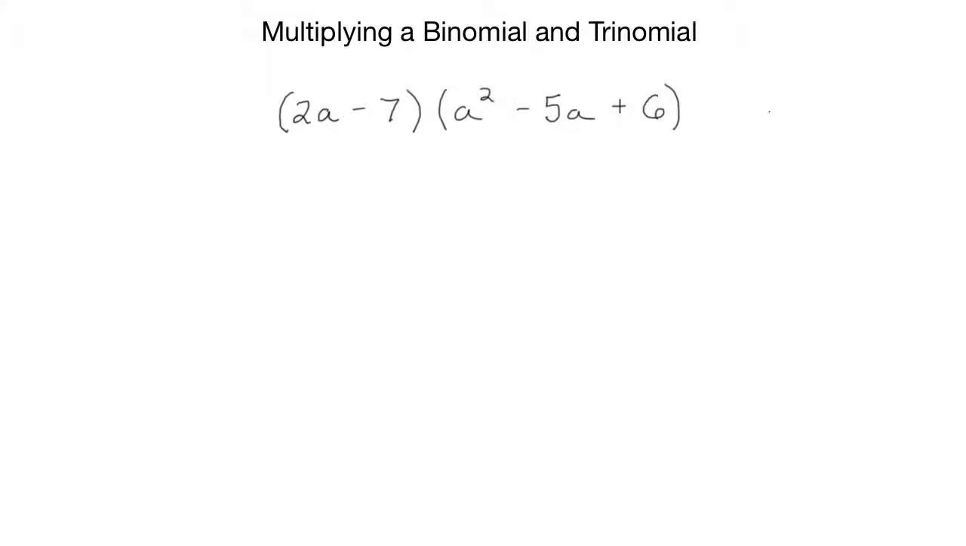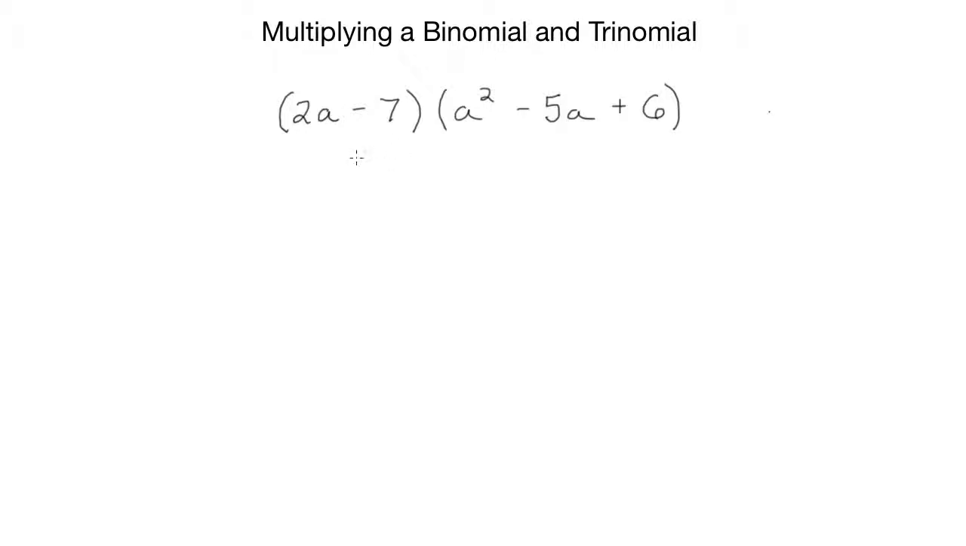Welcome to an algebra video tutorial learning about how to multiply a binomial and a trinomial together. Alright, so we've already kind of done some multiplying. Hopefully you're getting some good practice at multiplying binomials. You're going to see that when I multiply a binomial and a trinomial, it's a really similar process. So here's my binomial, 2a minus 7, two terms. And I'm going to multiply that by a squared minus 5a plus 6. Here are my three terms for a trinomial.